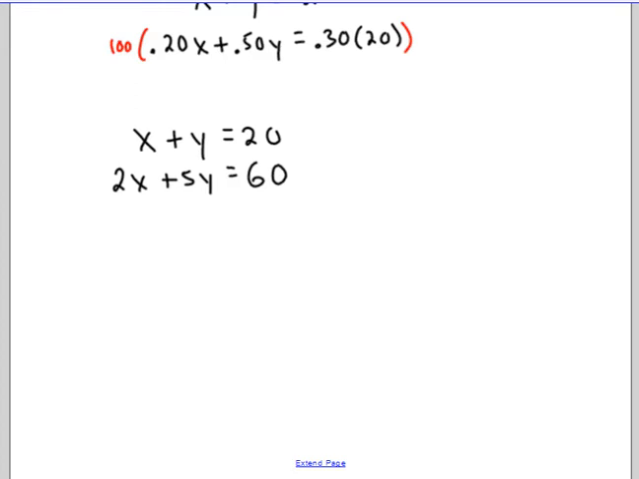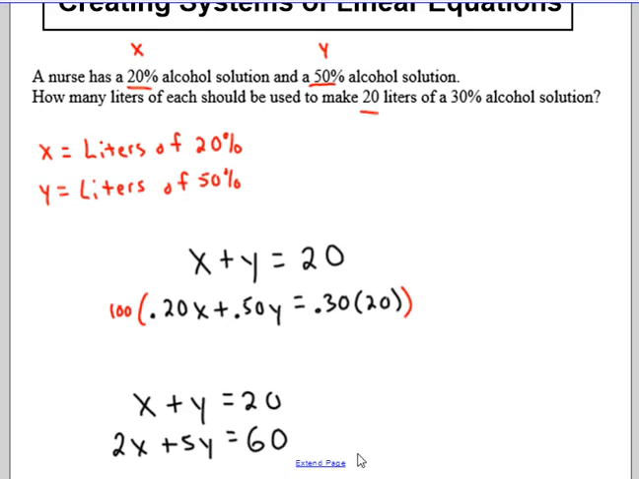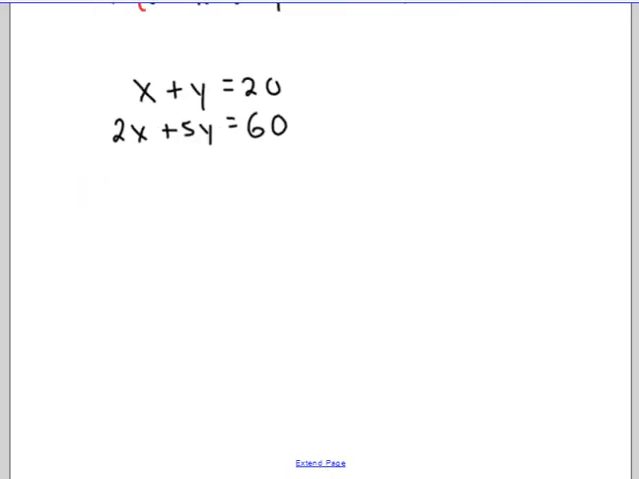So maybe what I'll do first, I'm going to take a picture of this. First, I'll solve it by substitution, because that was the first method we learned. Okay, so if I solve this by substitution, I'm going to solve the top equation for one of the variables. I'm going to solve it for y. Y is going to be 20 minus x. And then I'm going to put 20 minus x into here for y. So I'll have 2x plus 5 times y, which is 20 minus x, that's going to equal 60.